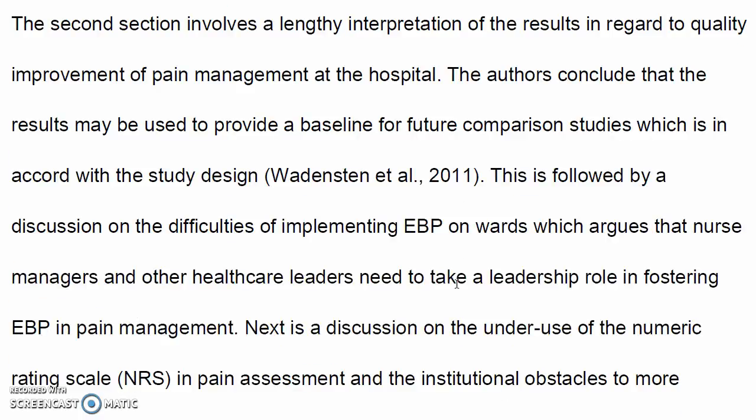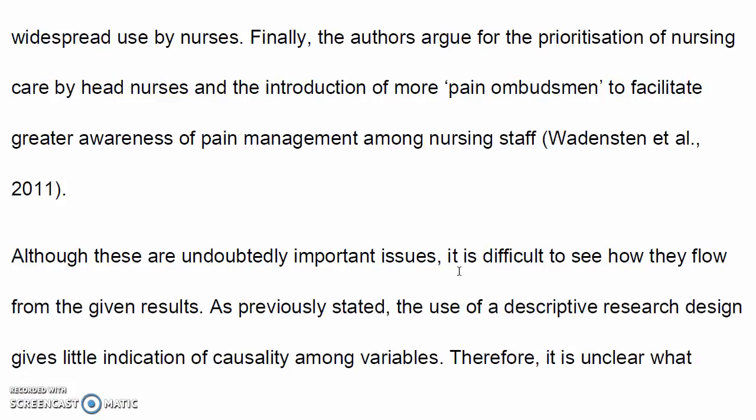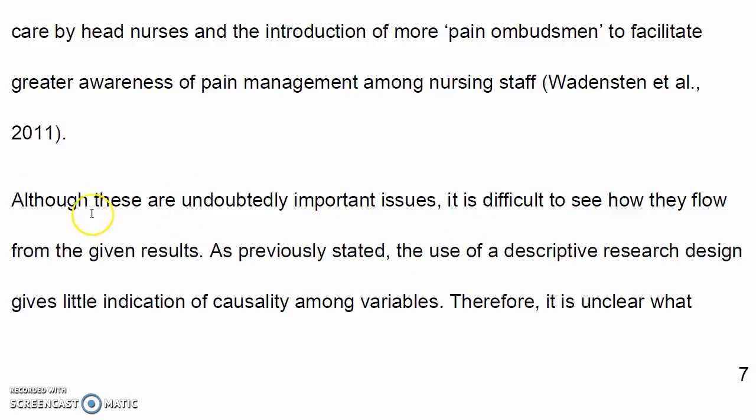Okay, so the second section here of the discussion is talking about quality improvement of pain management, and he's looking at whether they've done a good job at that. Now, so here's where he critiques that previous paragraph. Although these are undoubtedly important issues, it is difficult to see how they flow from the given results, and that's good because they're making a generalized comment in the article, and you can go and have a look at that.